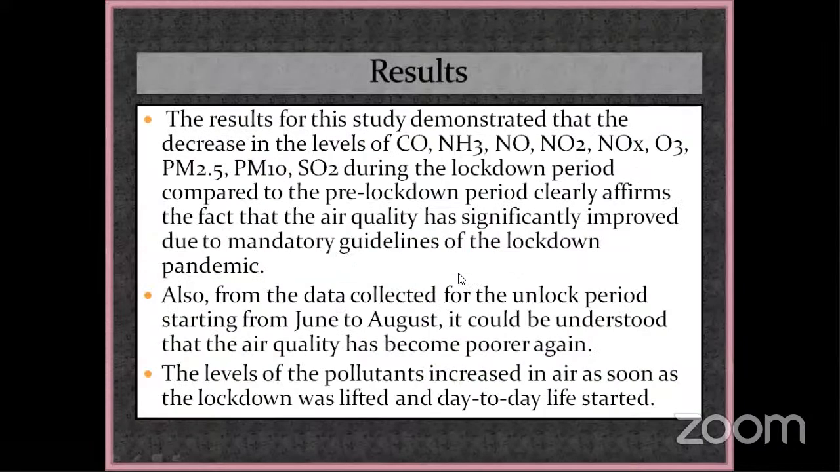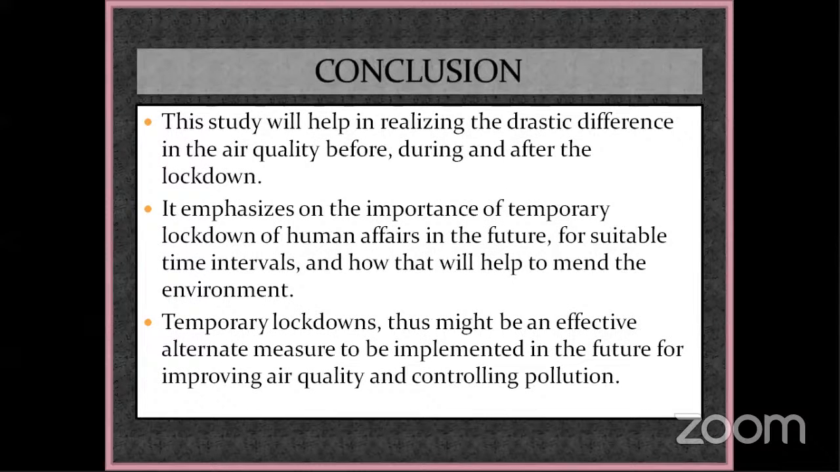The results of this study demonstrated that the decrease in the levels of these pollutants during the lockdown period compared to the pre-lockdown period clearly affirms the fact that air quality has significantly improved due to the mandatory guidelines of the lockdown. And the levels of the pollutants increased in air as soon as the lockdown was lifted and day-to-day life started. This study will help in realizing the drastic difference in the air quality before, during, and after the lockdown. And maybe temporary lockdowns might be effective in the future to improve air quality and control pollution.